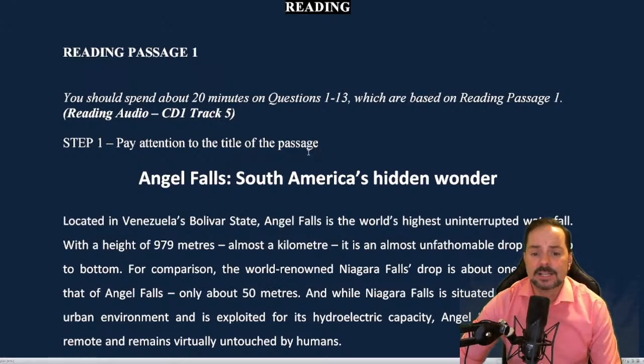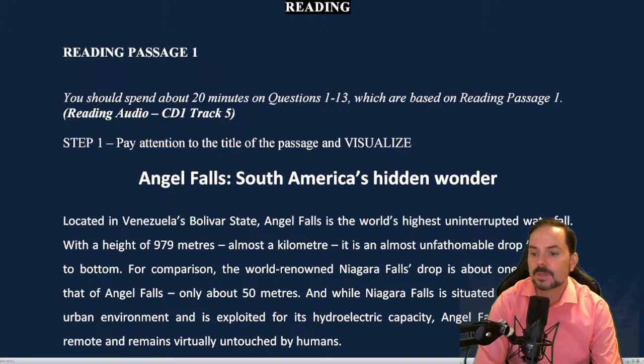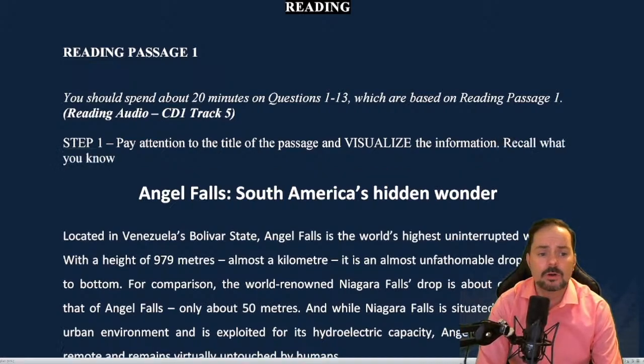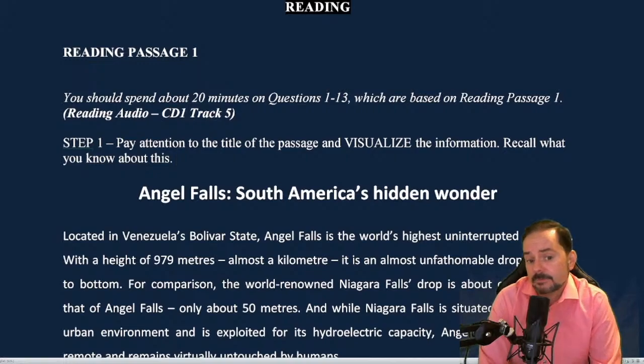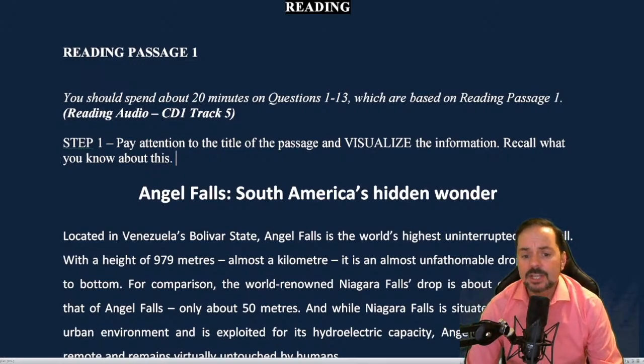And definitely visualize. So pay attention to the title of the passage and visualize the information. Recall what you know about this, okay? Maybe some of you know about Angel Falls. Maybe some of you have even visited there. Who knows, okay? All right. So Angel Falls, South America's hidden wonder.